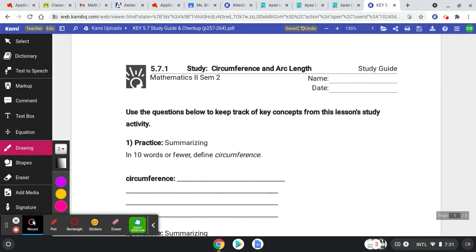So circumference of a circle, as you probably know, is your distance around a circle. And another way some people like to think of it is the perimeter of a circle.